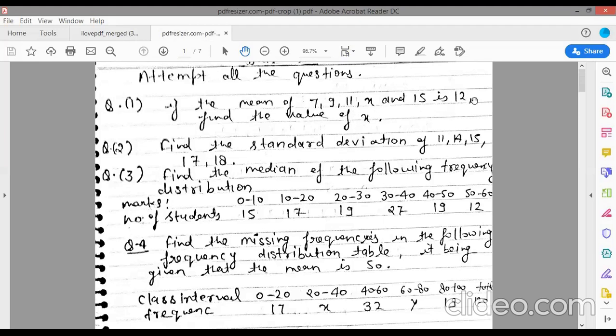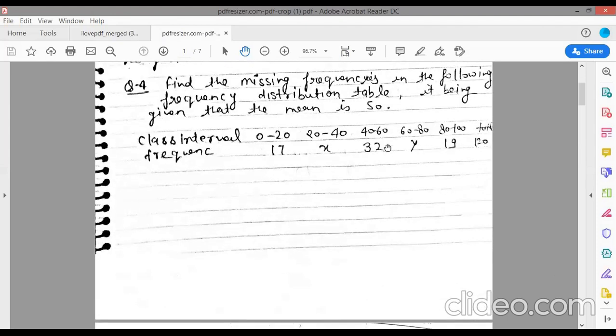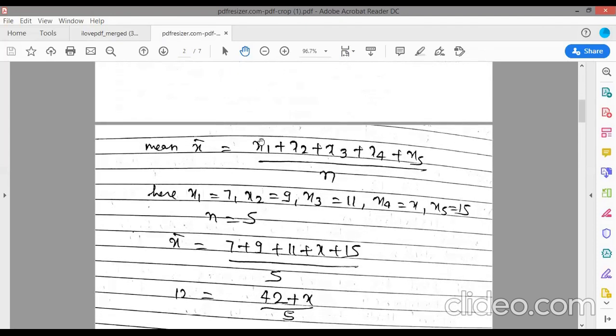That means the mean is given as 12 here. And your variables are x1 is 7, x2 is 9, x3 is 11, x4 is x, and x5 is 15. So the total number of variables is 1, 2, 3, 4, 5. That means your n is 5, and x1 to x5 are given. Then your mean formula is x bar equals x1 plus x2 plus x3 plus x4 plus x5 upon n.